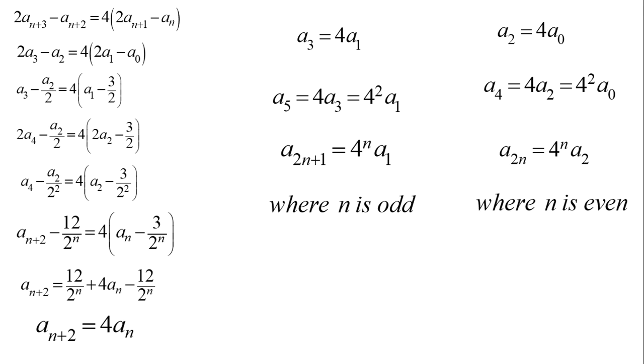And not only that, we can also conclude that starting from a3, all a_n will always be divisible by 4, as you can see, because all of them are multiplied by 4 power n. So all of them will be divisible by 4, and our proof is finished.